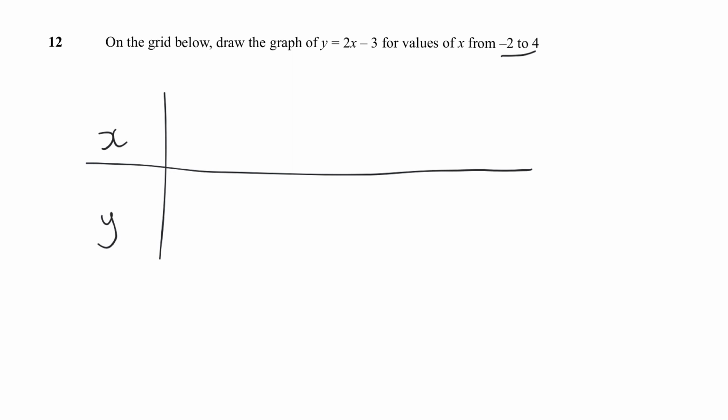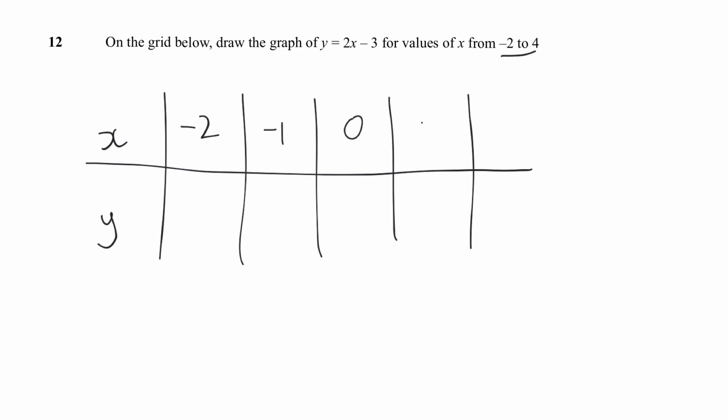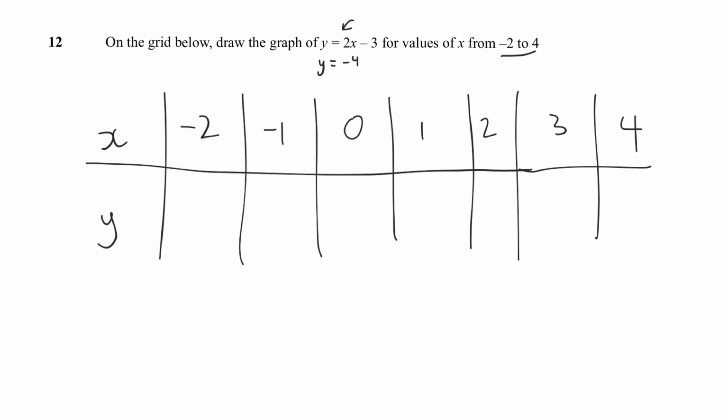So literally, you're going to have to work out every value of y for when x is minus 2, minus 1, 0, 1, 2, 3, and 4. And by doing that, you're going to substitute the values of x into the formula here. So for instance, if x is minus 2, y would be equal to, so 2 times minus 2 would be minus 4, minus 5, which would be minus 7.